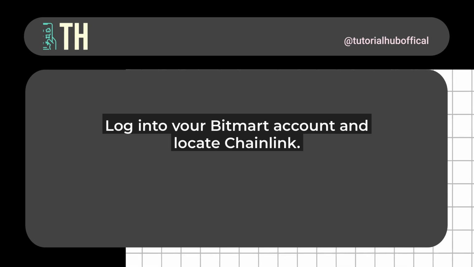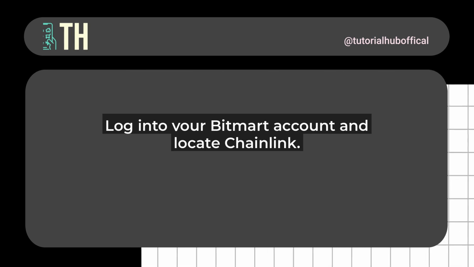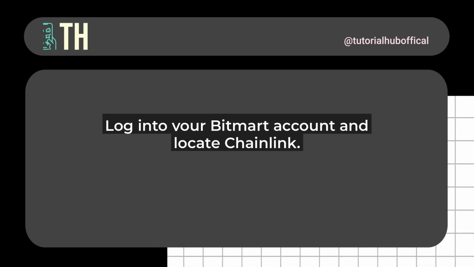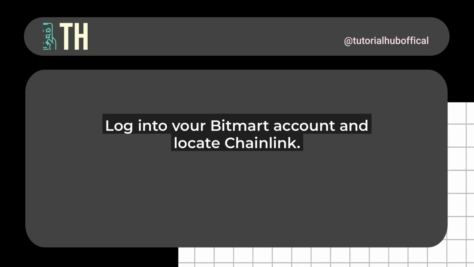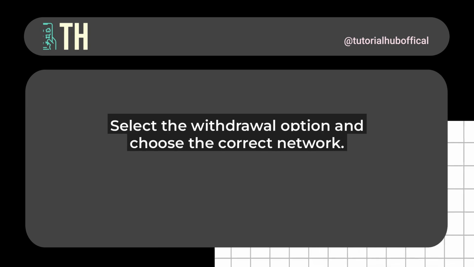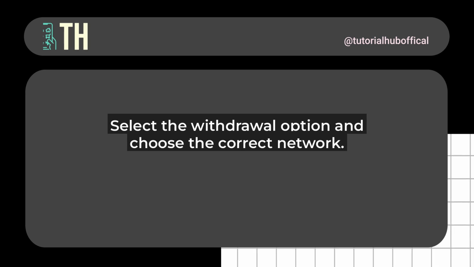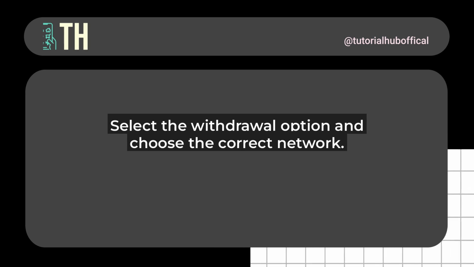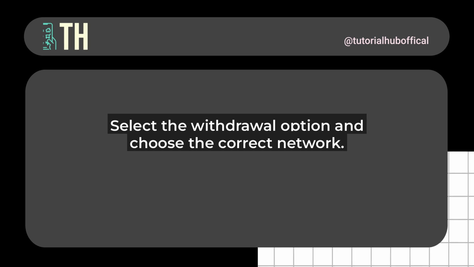Step 1. Log into your Bitmart account. Once you're in, navigate to the Wallets, or Assets, section and find your Chainlink balance. Step 2. Look for the Withdraw or Transfer Out option next to Chainlink. Select it, and you'll be prompted to choose the network. Make sure it's the correct one for Chainlink, like Ethereum, as this can vary.